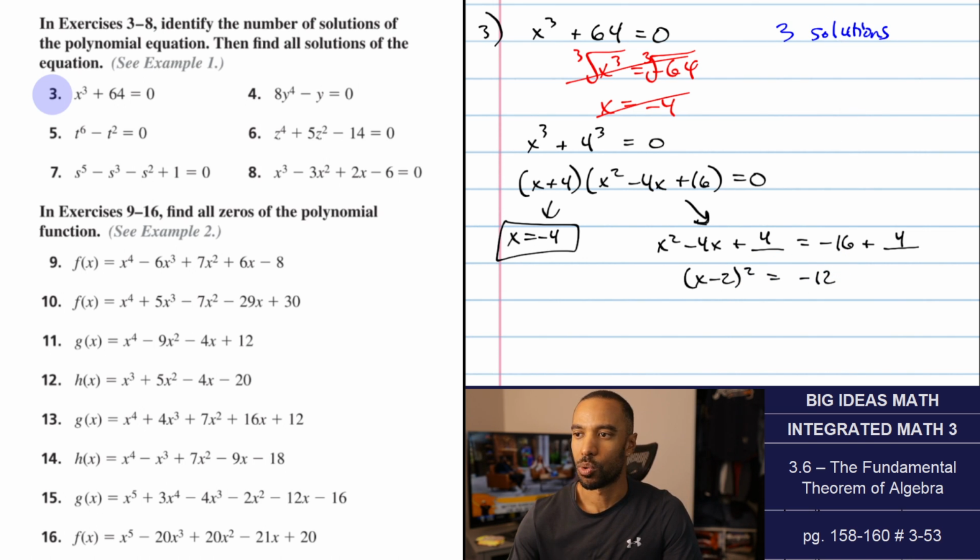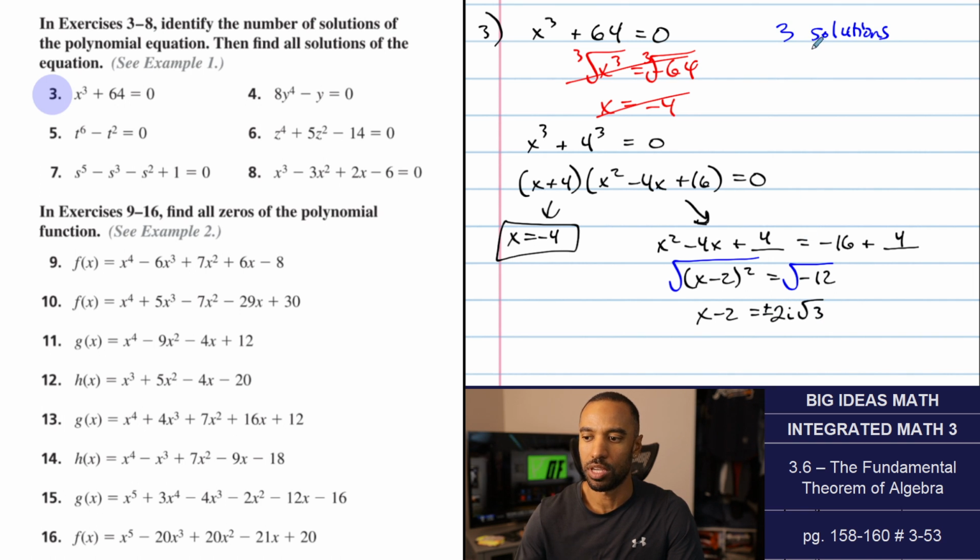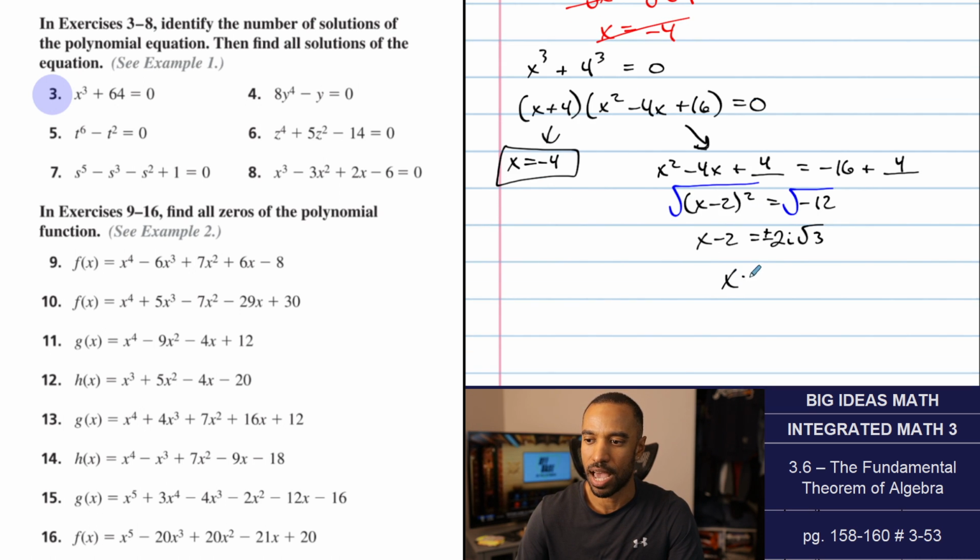This is where we take the square root of both sides. Like I said, nothing wrong with taking the square root of a negative. Just know they are imaginary solutions. Root 12 is also 2 root 3. Square root of negative 12 is 2i root 3. Don't forget the plus or minus. I think you won't forget it when you keep in mind you still need 3 solutions. Here they are. Add 2 to both sides. X equals 2 plus or minus 2i root 3.